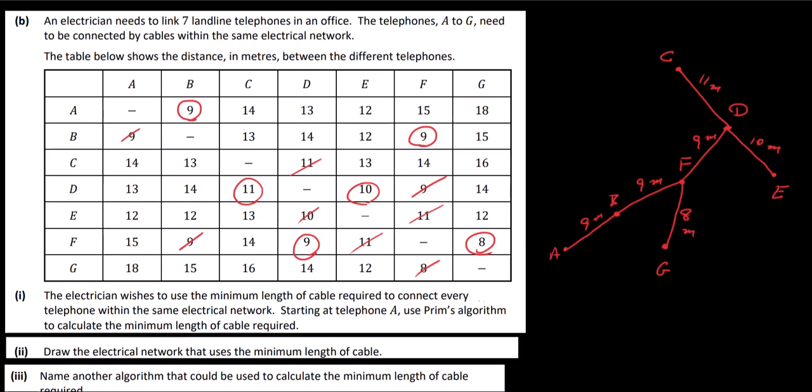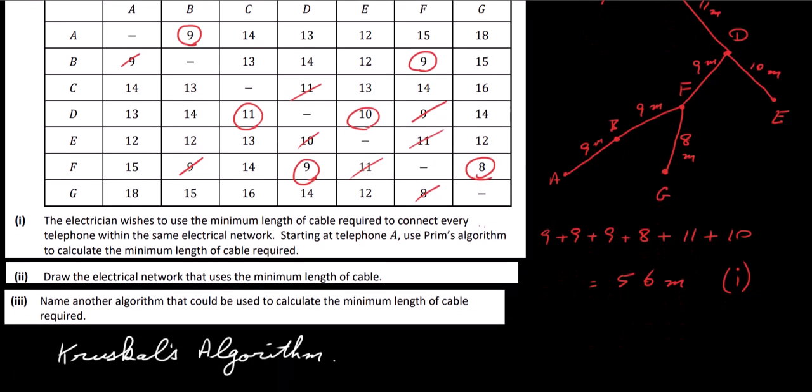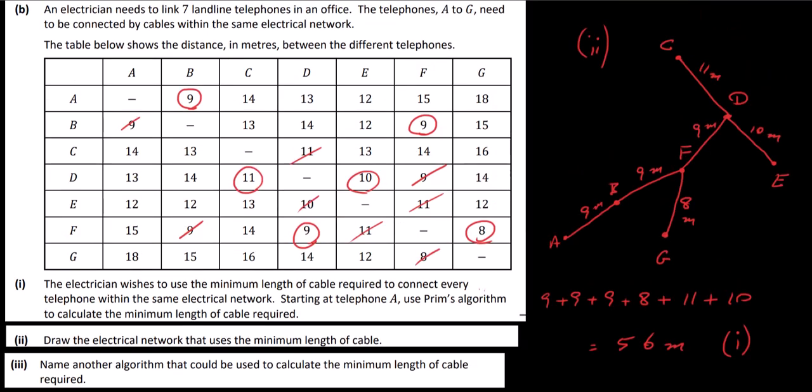And that is it. So this is what the minimum spanning tree would look like. And we were also asked to find the minimum distance, the minimum length. So it's just simply 9 plus 9 plus 9 plus 8 plus 11 plus 10. So that's 56 meters. So this would be the answer to part 1 here. This is the answer to part 2. And then naming a different algorithm that could be used, that's just Kruskal's algorithm. Okay, so that's it for this question.